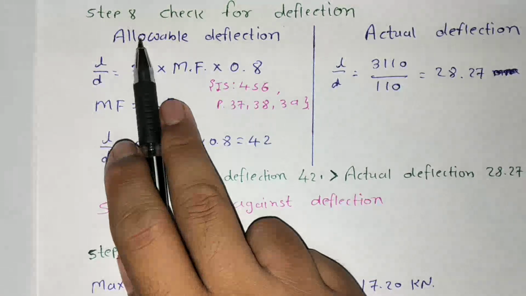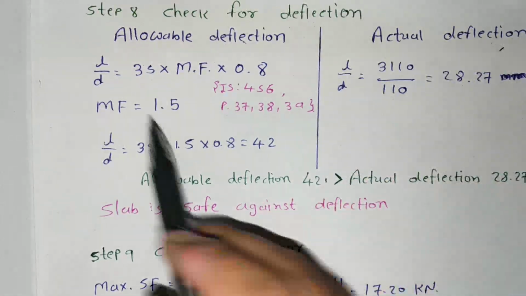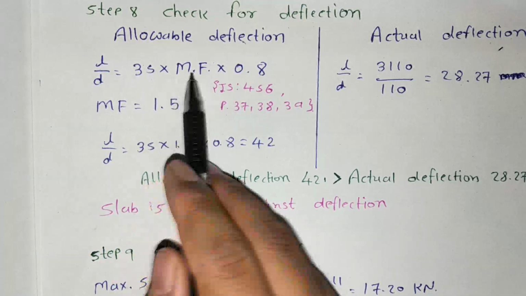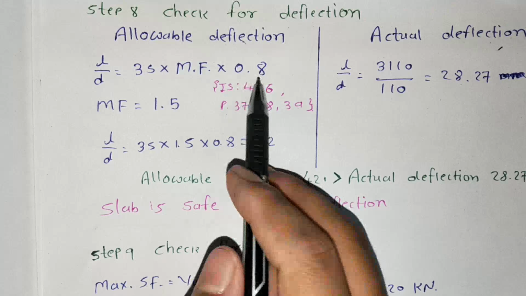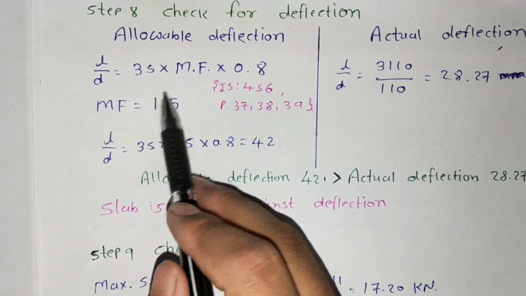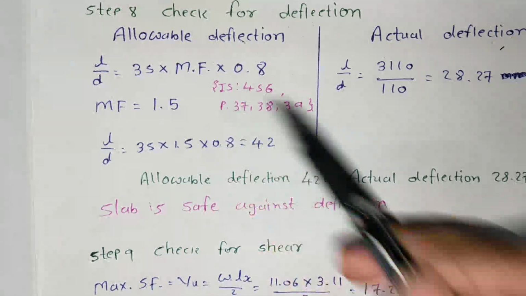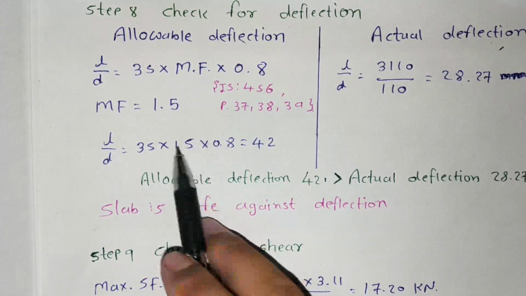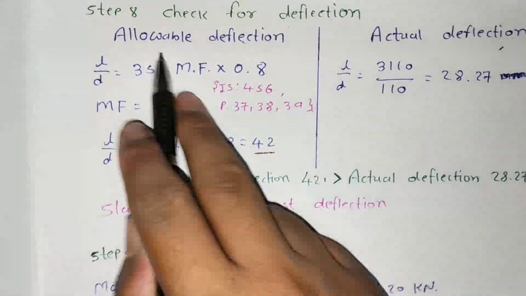Step 8, check for deflection. This is the allowable deflection, this is actual deflection. L by D is equal to 35 (already provided in equation 35) times modified factor times 0.8. We have to calculate the modified factor using the steel. So we get the modified factor 1.5. So L by D is equal to 35 into 1.5 into 0.8. We got 42. This is allowable deflection.